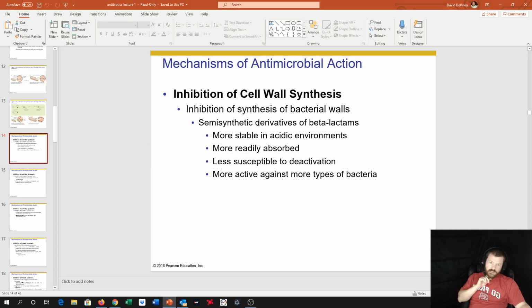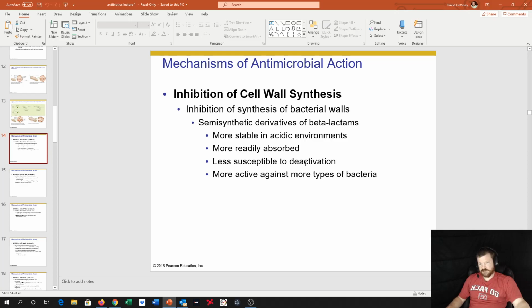So when we're looking at the semi-synthetic derivatives of beta-lactams, one of the things that we've been able to do is make them more stable in acidic environments. Why? Well, your stomach is super acidic. If you take an antibiotic and it ends up in your stomach for a period of time, it better be effective once it leaves there. Otherwise, you've taken it for no reason. Make it readily absorbed. If it can't leave your small intestines, it does you no good unless the infection is right there in your small intestines.